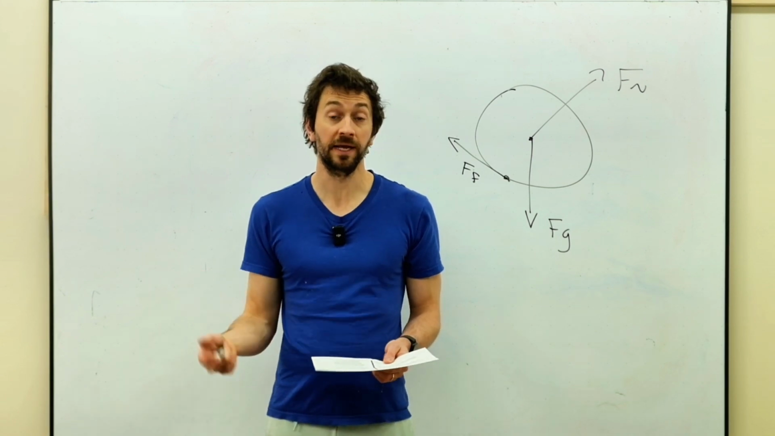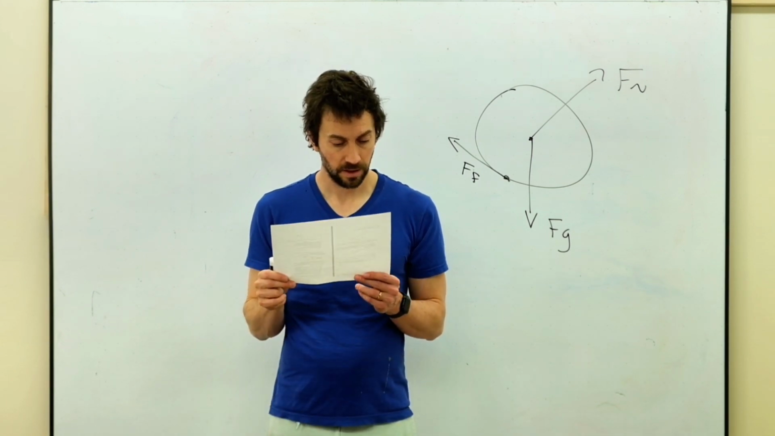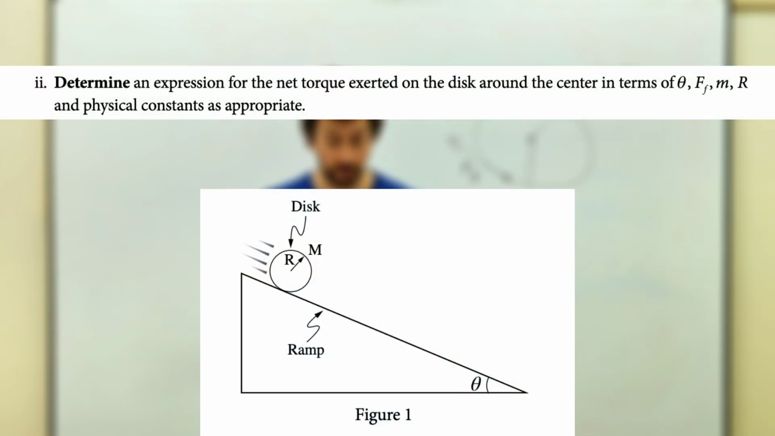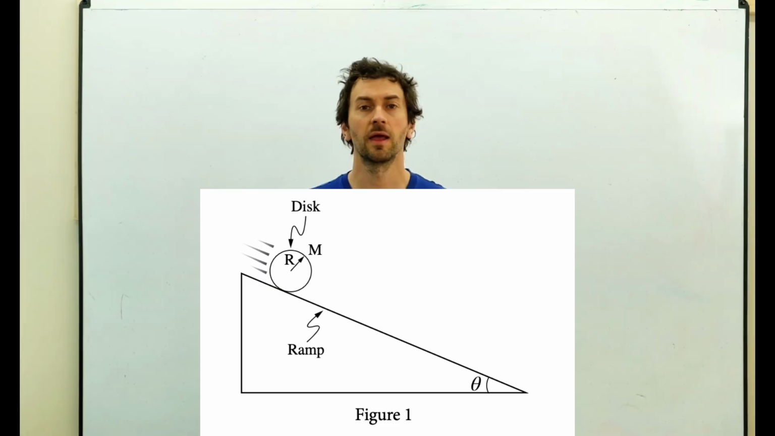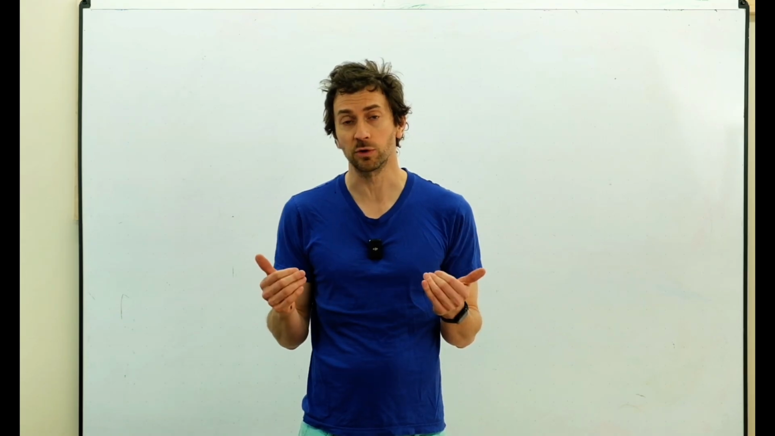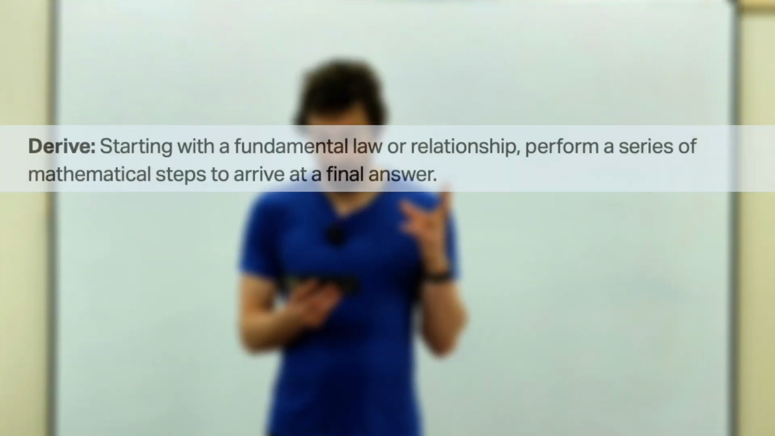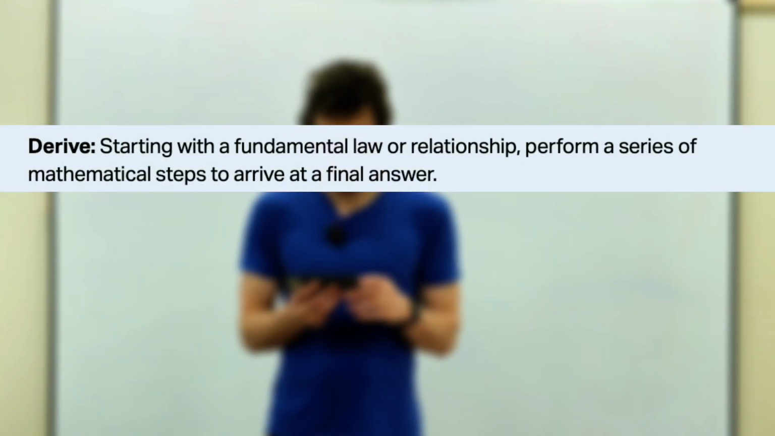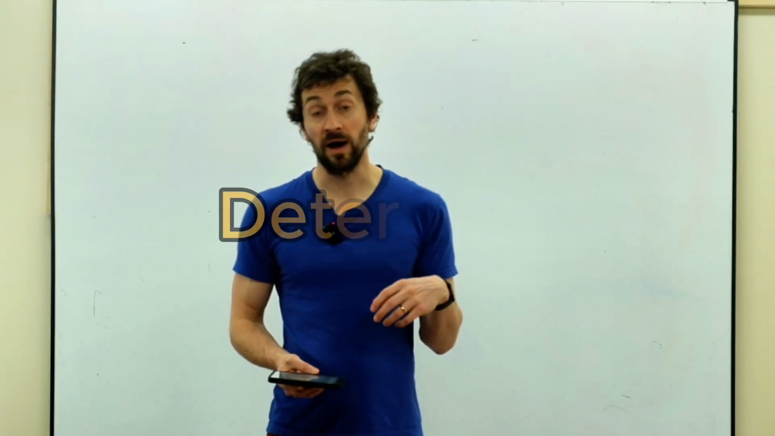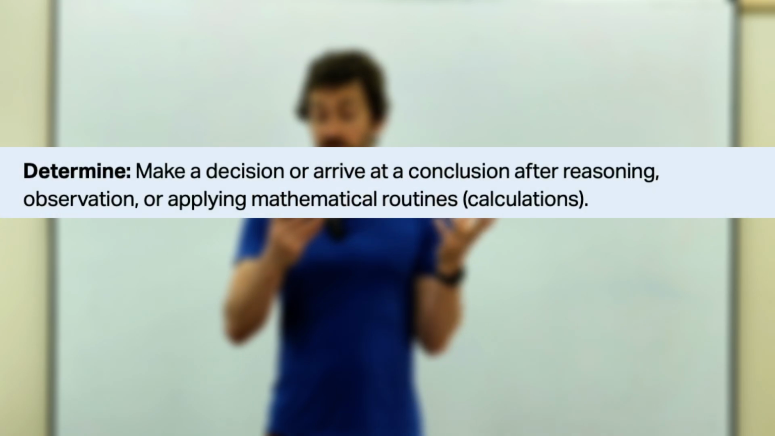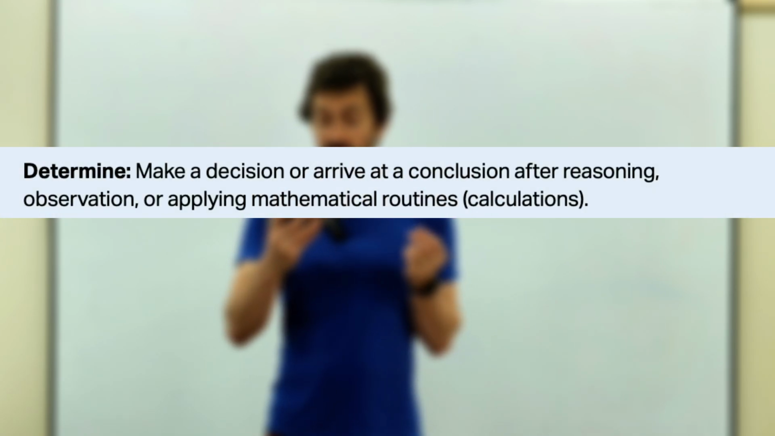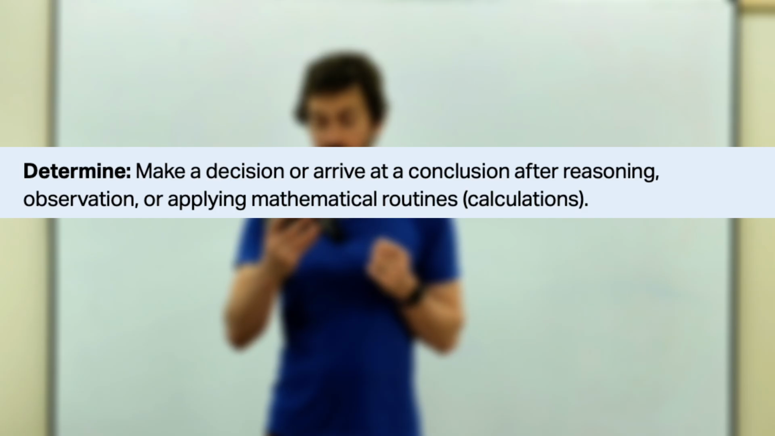Now, in the next part, we're going to begin the derivations or determinations. 2, determine an expression for the net torque exerted on the disk around the center in terms of θ, F, m, r, and physical constants, as appropriate. In the FRQ, there are important keywords that are worth knowing about. First one is derive. Starting with a fundamental law or relationship, perform a series of mathematical steps to arrive at a final answer. The other word that you need to know about for this question is determine. To make a decision or arrive at a conclusion after reasoning, observation, or applying mathematical routines.